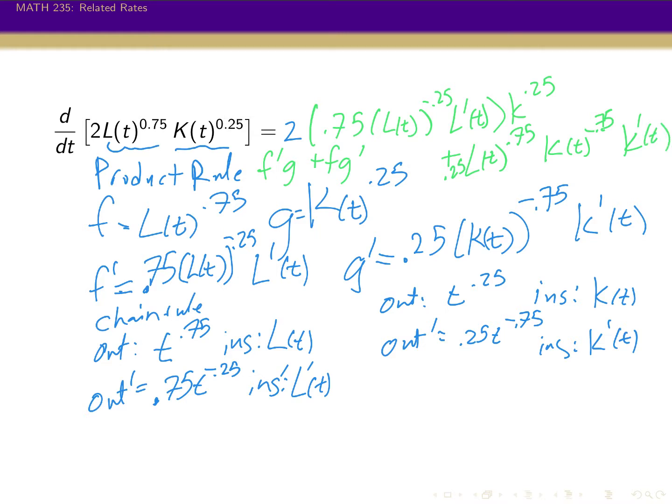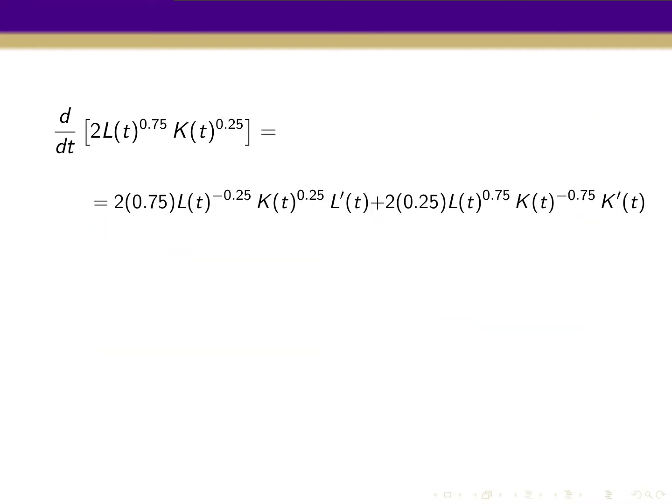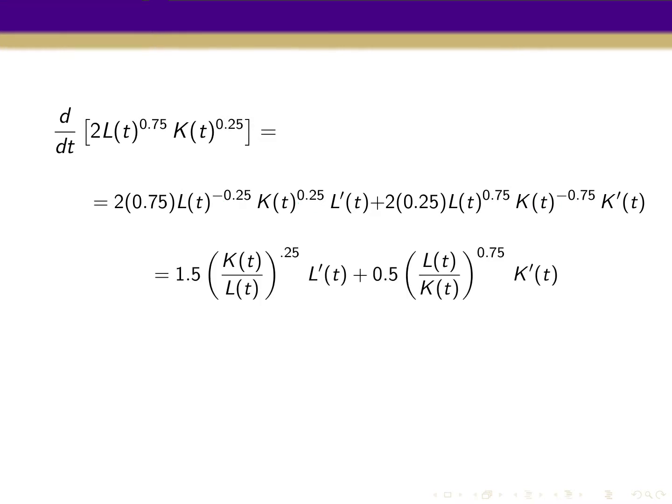And that looks a little bit nasty, so let's clean this up. Nice and clean, and there it is. And then we notice that we have L to the minus 0.25 and k to the positive 0.25. And then here we have L to the positive 0.75 and k to the minus 0.75. So we actually can combine these terms together to compress this a little. And there we have them simplified a little bit.